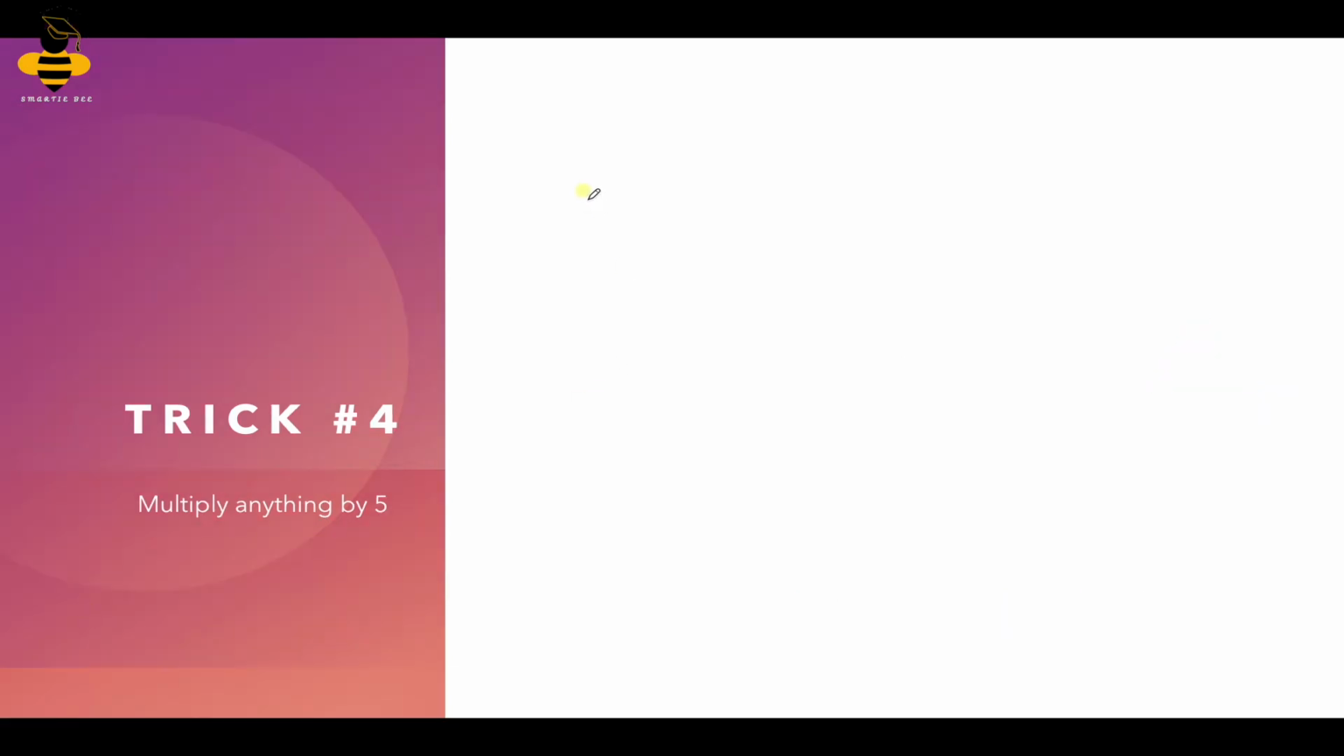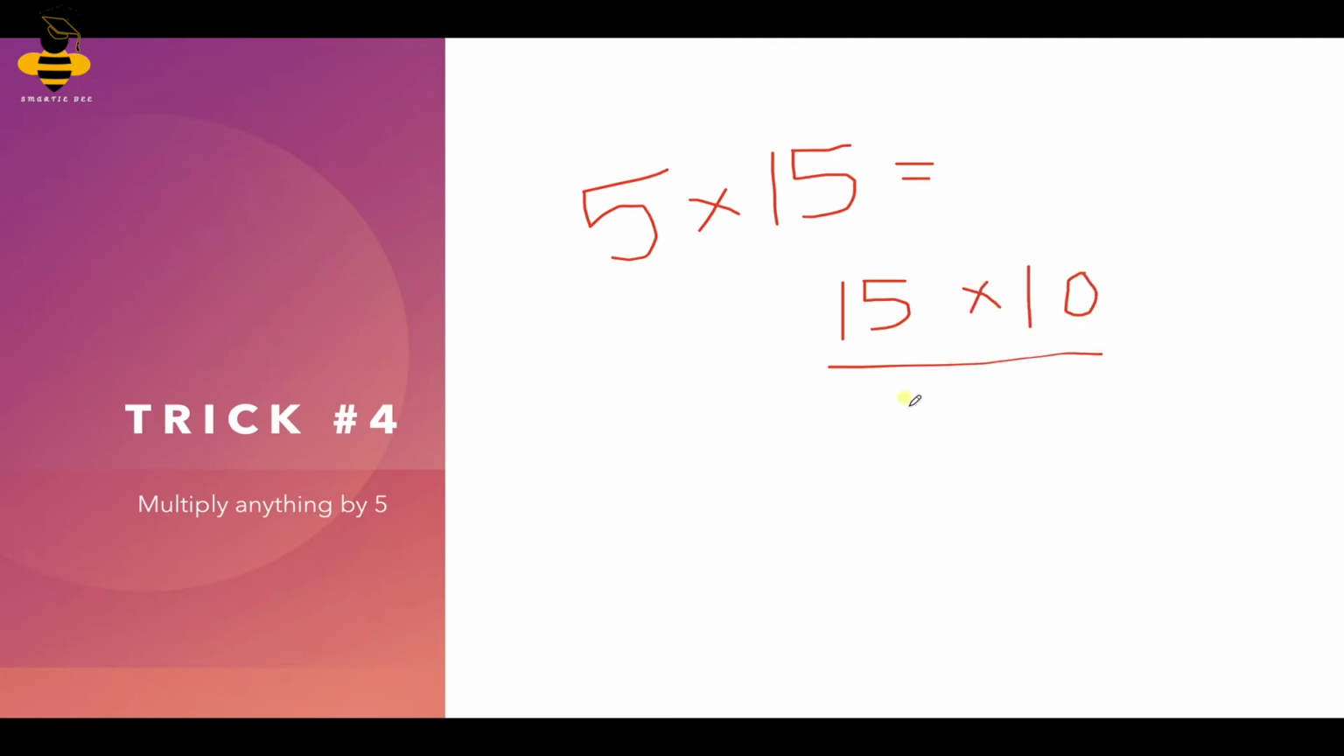Now this can also be very interesting when it comes to big numbers. Let's say 5 multiplied by 15. Now 15 into 10, we know that when we multiply any number by 10, we just have to add a 0 after that number. So 15 multiplied by 10 is 150. And what is half of 150? It's 75. So remember this trick, very useful and very handy.